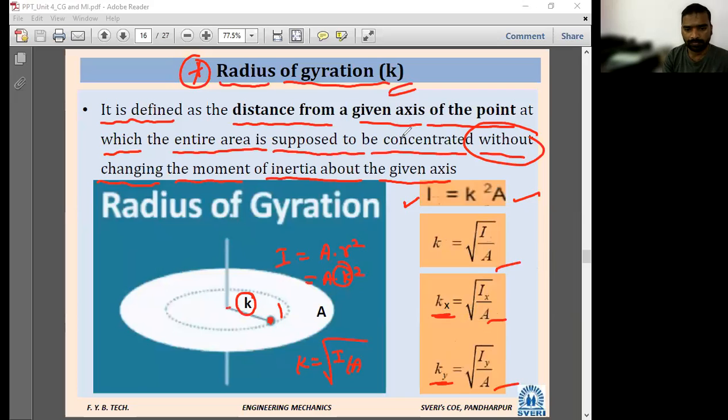Will Kz not come? No, we are already determining the radius of gyration with respect to the given moment of inertia Ix and Iy. So we are calculating moment of inertia along the x-axis and along the y-axis. With respect to z, we are not doing that. That becomes the polar moment of inertia.